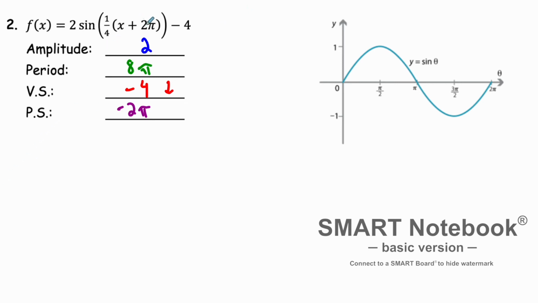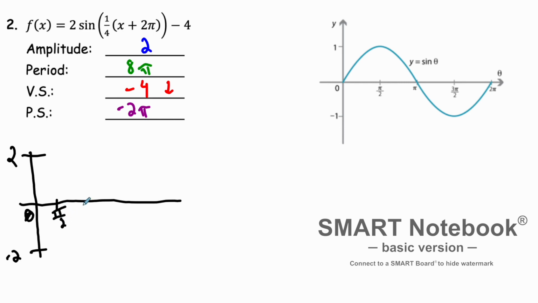Okay, so first up, amplitude is 2. What that means is that my y values will now be going from 2 down to negative 2. So this stretches the whole graph out. It does not flip it. There's no negative there. So instead of going from 1 to negative 1, it's going to be 2 to negative 2. So multiply all your y values by 2.